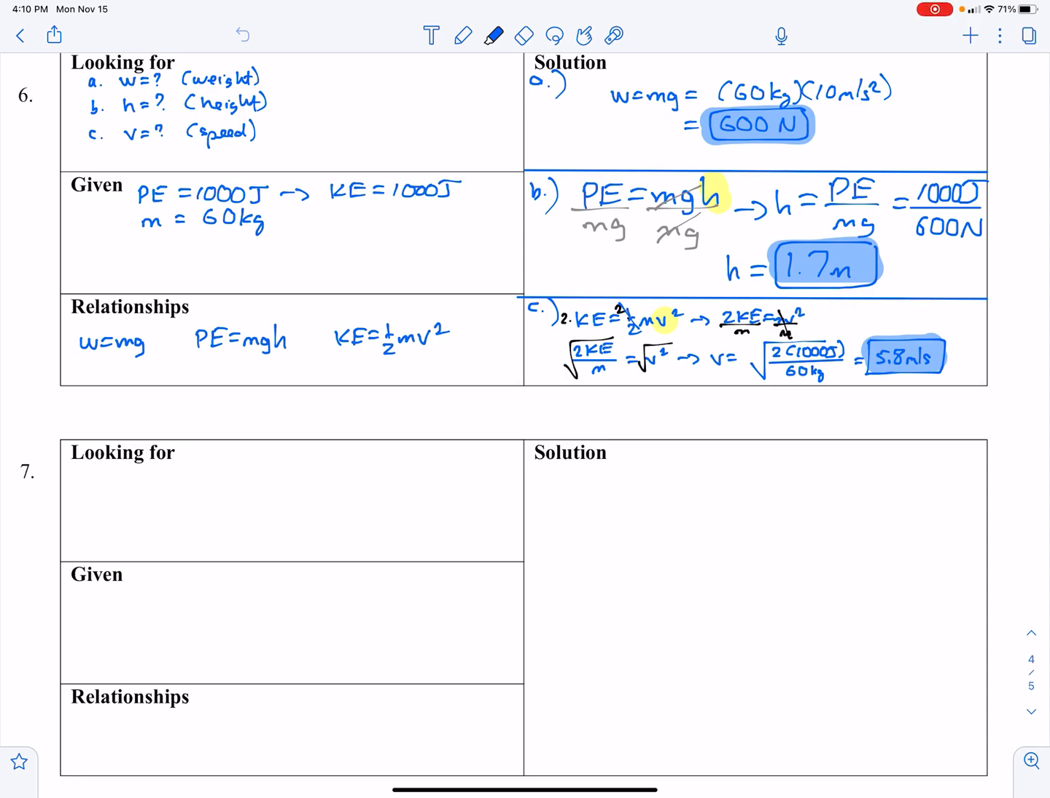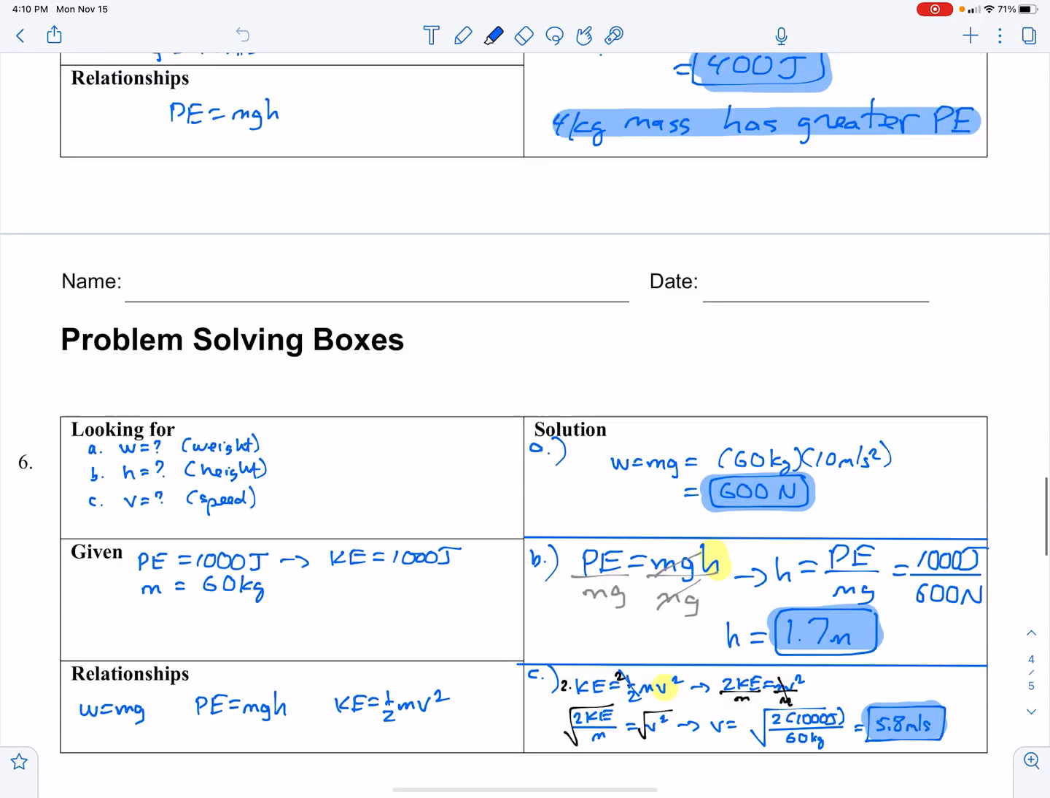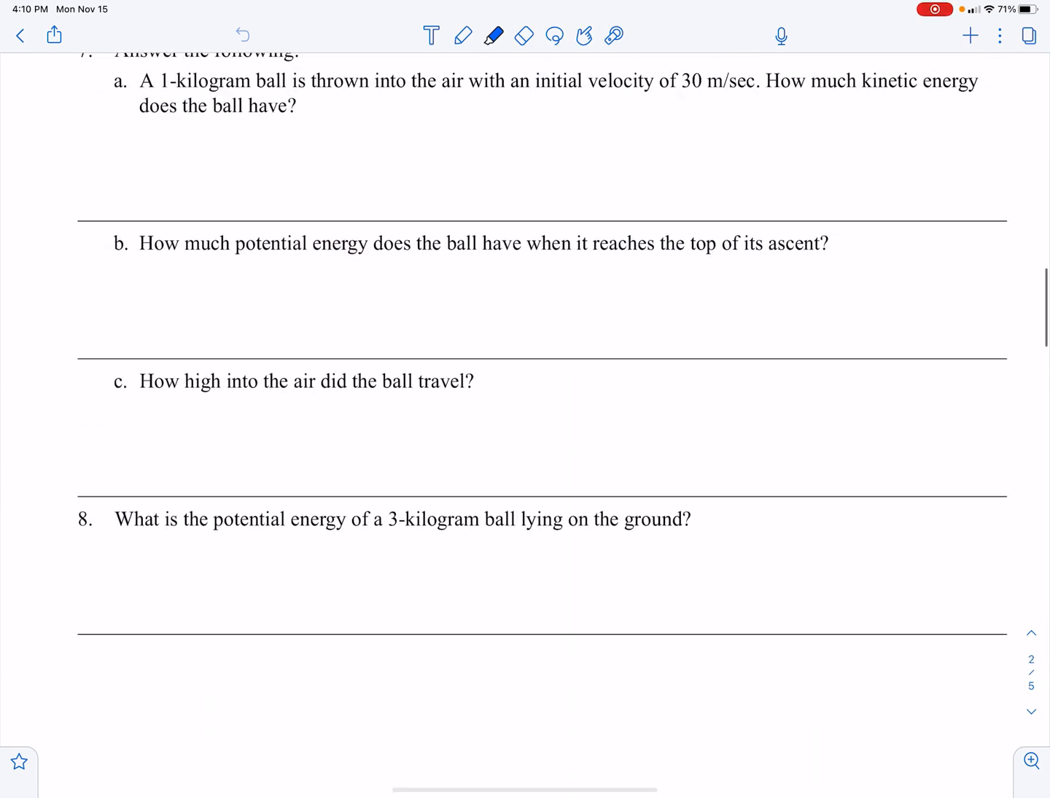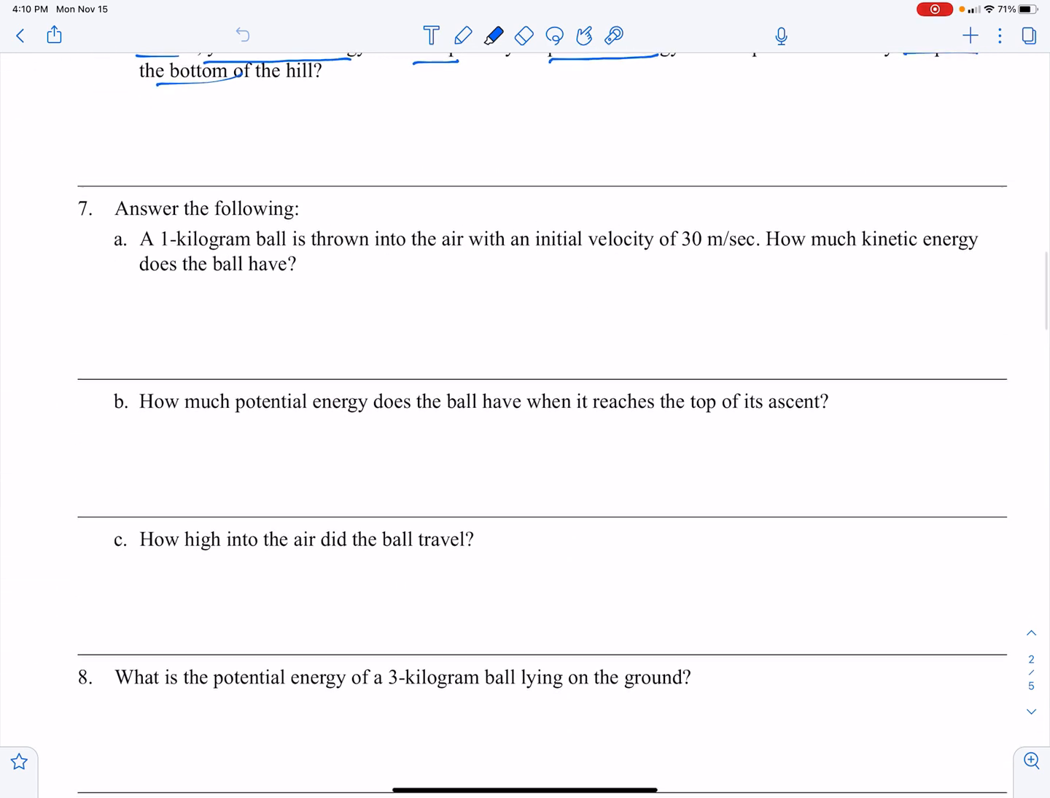Let's take a look at number 7. Number 7 says a 1 kilogram ball is thrown into the air with an initial velocity of 30 meters per second. How much kinetic energy will it have? Part B, how much potential energy will it have when it reaches the highest point? And part C, how high did it travel?